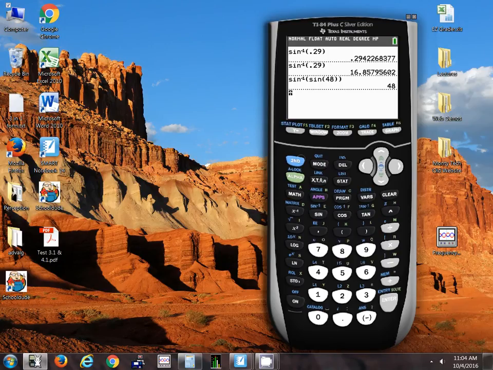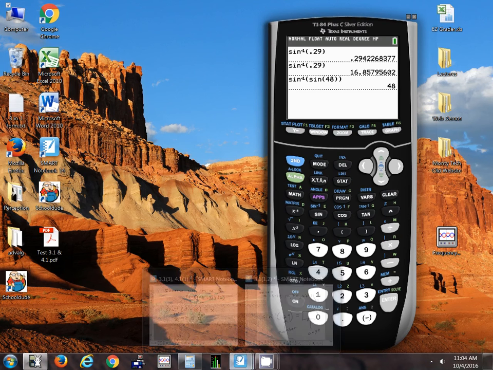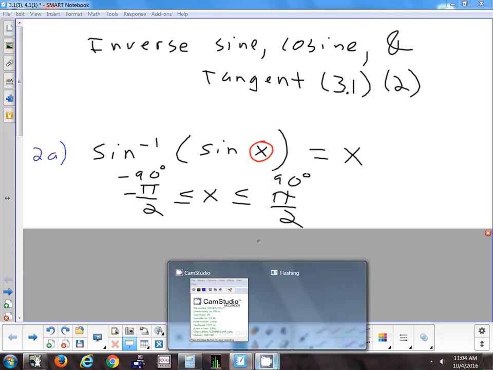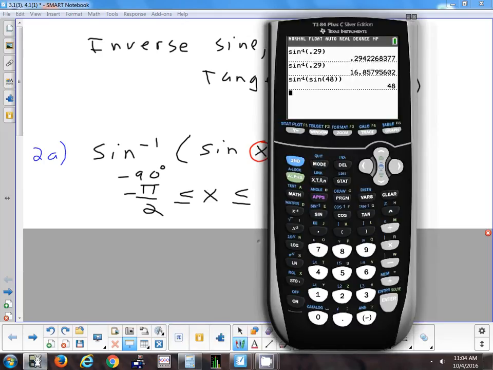Okay, let's try it for another one. Let's do inverse sine of the sine of negative 57. Brian, when I hit enter there, what should I get? Negative 57. Yeah, I get negative 57. So the inverse sine and regular sine basically wipe each other out, and you're left with what you started with, whatever you plugged in.